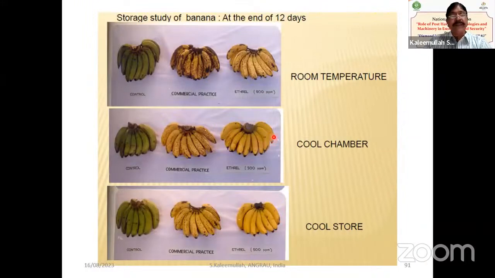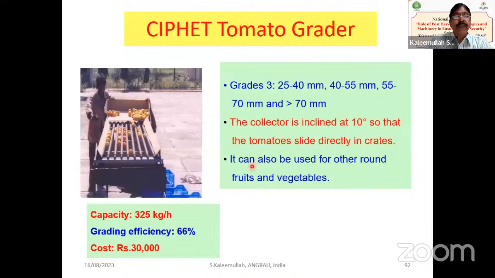And that's why this is a simple device where the farmers or the vendors can keep all these fruits and vegetables and store them for a longer period and reduce the losses. And this is a CIPHET tomato grader.